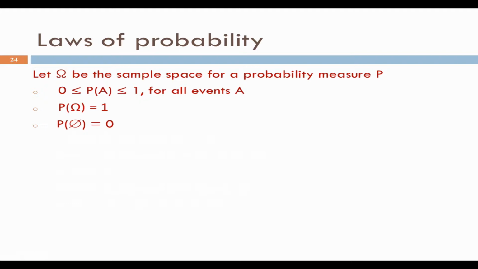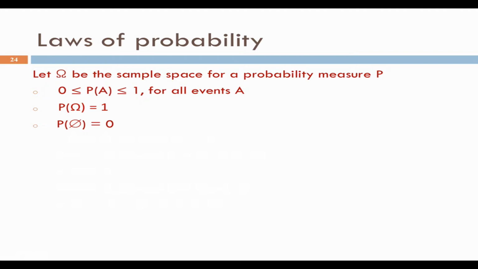The first law of probability is, like we said, for all possible events, probability is always a number bounded between 0 and 1. It could be 0, it could be 1, but it cannot be beyond 0 and 1. It's a number that is always bounded by those two thresholds.